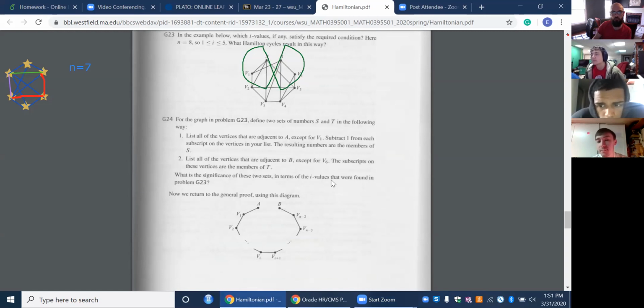So for the graph in problem G23, define two sets of numbers S and T in the following way. List all the vertices that are adjacent to A except for V.